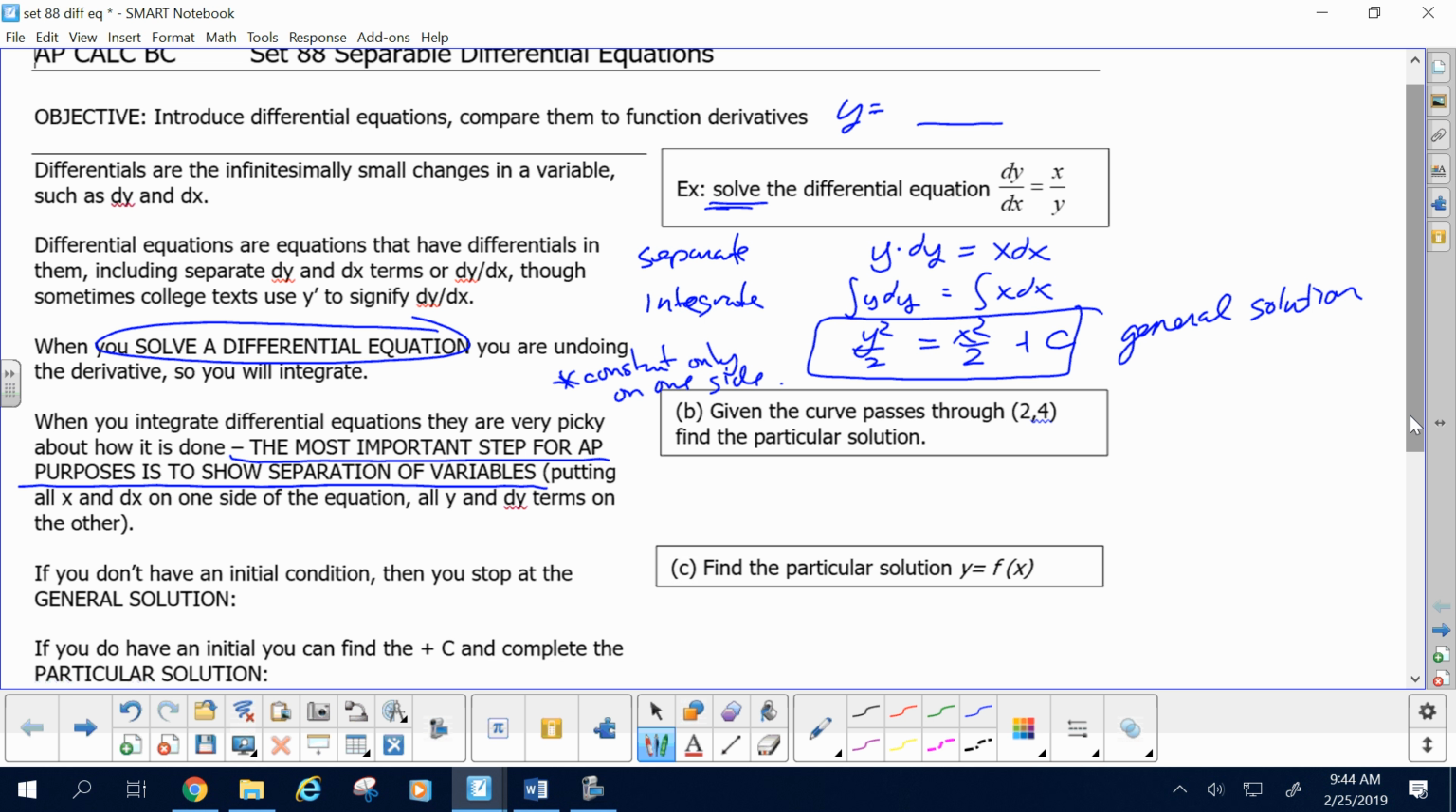Okay, now if it didn't say then, if it just said find the general solution, then you'd be good. You'd just box it. Sometimes it asks you for more. In this case, for example, if they say, given the curve passes through 2, 4, find the particular solution. Now, when they say find the particular solution, they mean find the plus c.